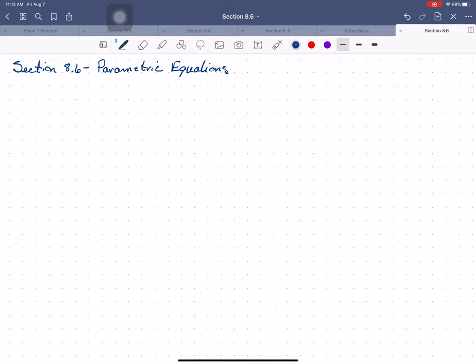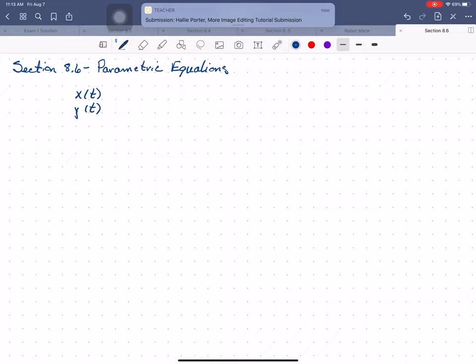Welcome back. We're going to talk about the last section in Chapter 8 today, and that is parametric equations. A system of parametric equations is a pair of functions, x of t and y of t, that together represent some joined situation in which both x and y are functions of t. So both x and y depend on this variable t, and y also somehow depends on x.